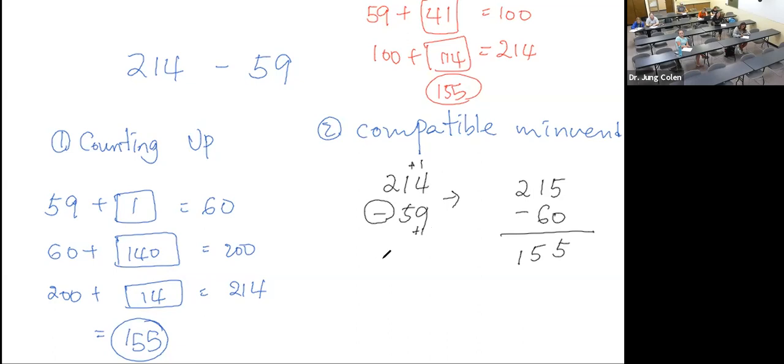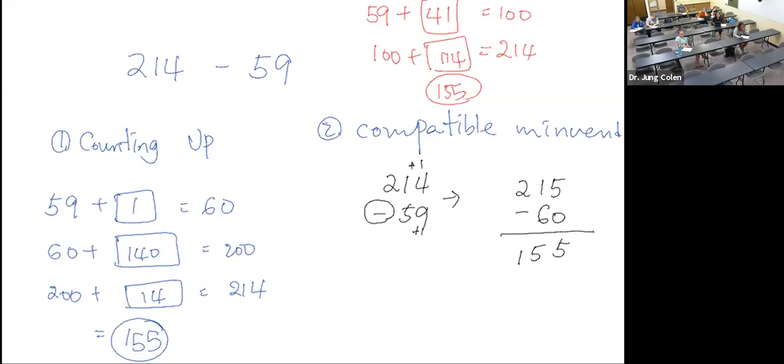Okay? We can also use 215 and 214 minus 15. You can also use the standard algorithm. Let's practice one more time with the standard algorithm.